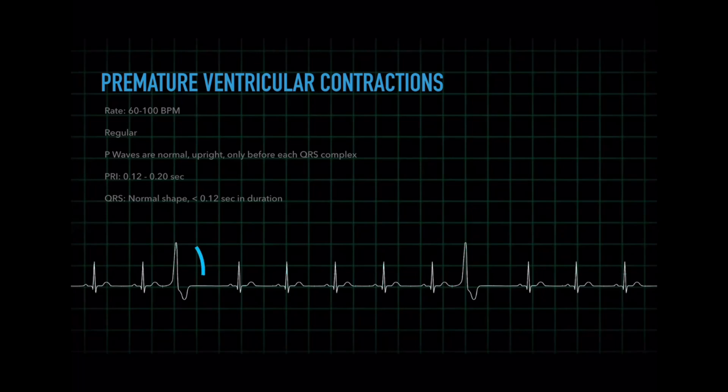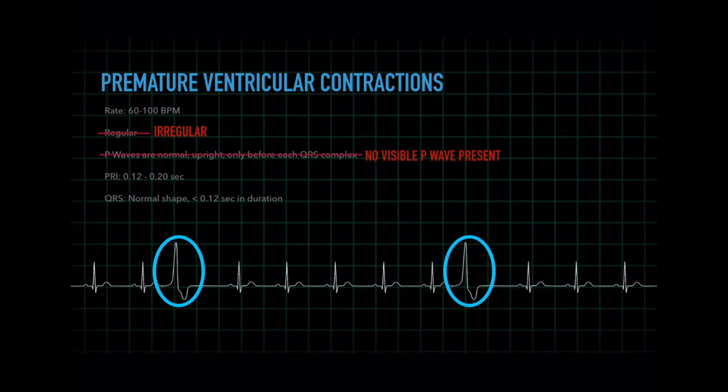Here we can see two such contractions. Notice how they happen irregularly. They also lack any P wave, and therefore have no PR interval. Their QRS is large and longer than 0.12 seconds. The shape of the complex is also different from the normal beats we see alongside it. The premature ventricular contraction originates from the ventricle, so it has a larger QRS complex.